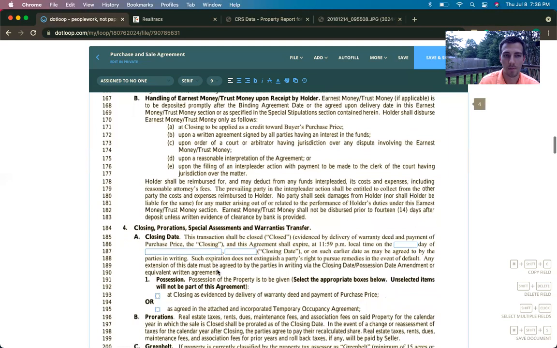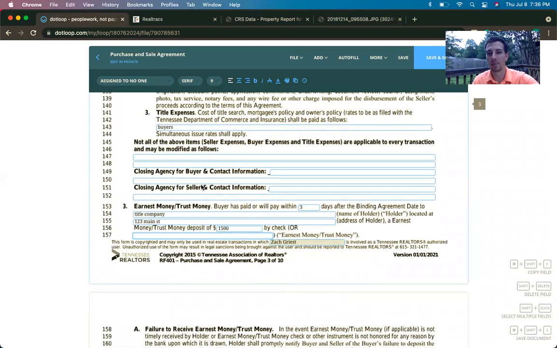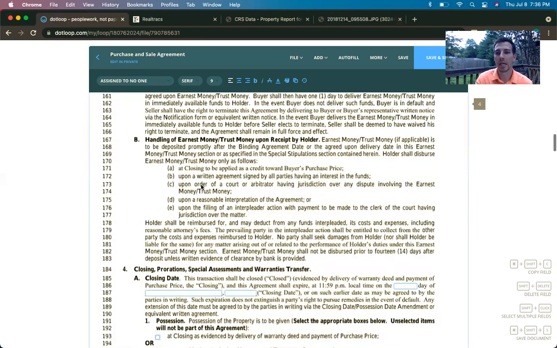Okay, lines 167 through 183. This kind of covers what I talked about earlier up here with choosing either the same title company or different title companies. And again, this just reiterates why it is a good idea to probably do a separate title company, because here's ways that your earnest money can be released back to your client if you're the buyer's agent. So upon a written agreement signed by all parties, or upon a reasonable interpretation of the agreement.